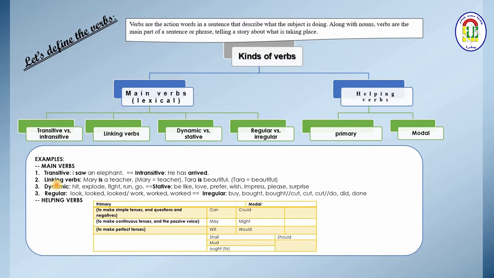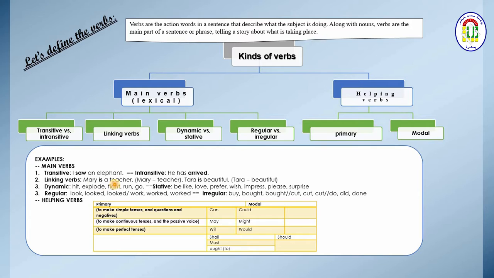We have also what is called a linking verb. A linking verb is a verb that links a subject with its complements. The complement can be a noun phrase or an adjective. So it can be a noun or an adjective. So I say, Mary is a teacher.